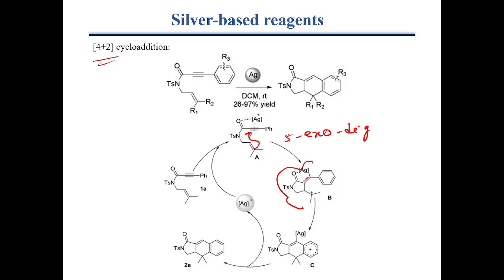Now this pi bond behaves like a 4 pi electron system, and now this will react onto the carbocation. After the reaction, it will form a carbocation here, and after deprotonation, minus H plus, we get this product. This is the 4 plus 2 type of cycloaddition. If we see it this way, it is like tosyl, CO, this.